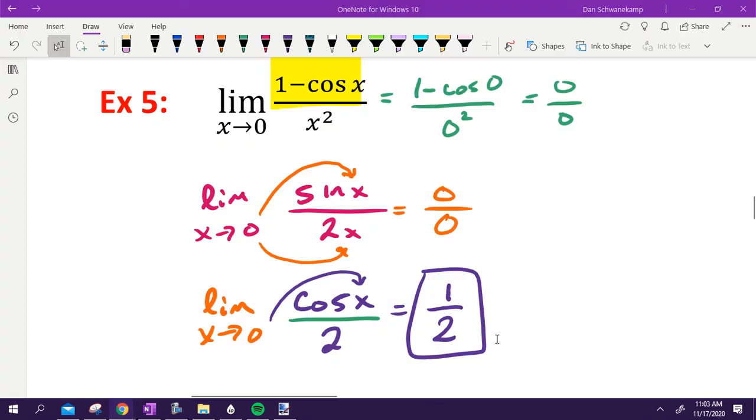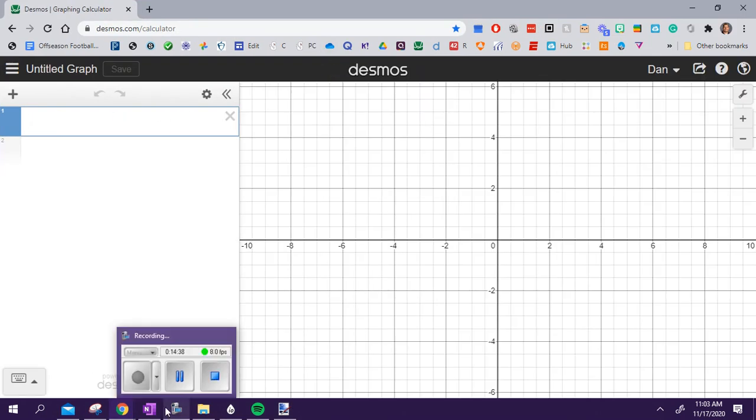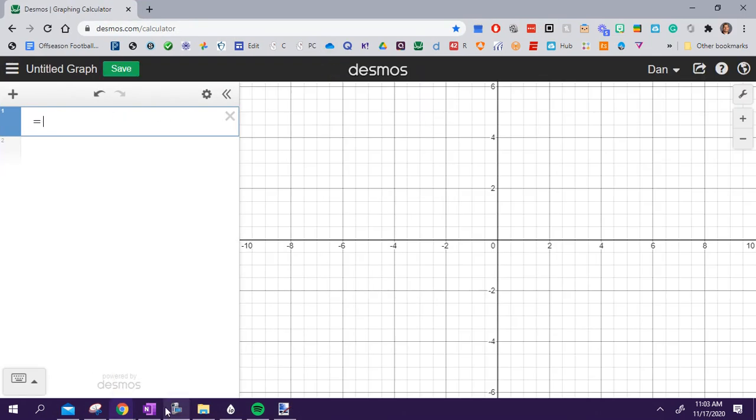Sometimes when we do these problems, they can look like magic gibberish. Like, what did we just do? There's a whole lot of things going on. Why did we just do any of that? A quick reminder of what we just did. If I set up that fraction, 1 minus cosine x on top, and on bottom, x squared.